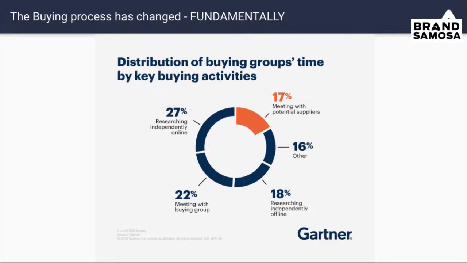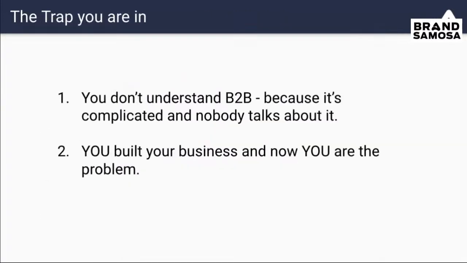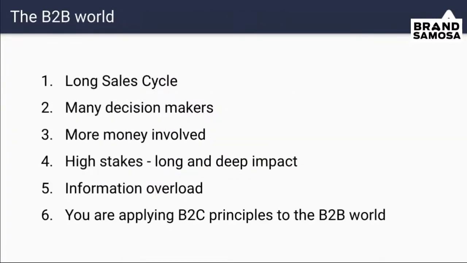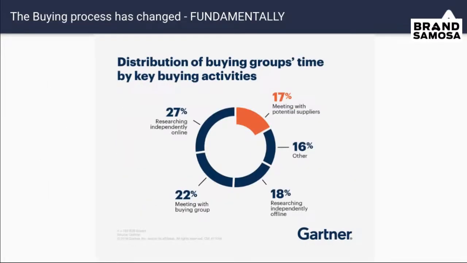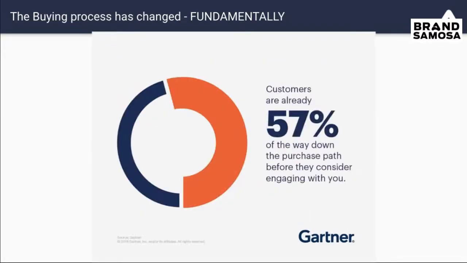The small businesses have an advantage because the buyer now can go online and search the information that they are looking for before they get in touch with the business. And that is basically a lot of weightage, because approximately 80% of the decision making is happening on their own. That also means that these customers are already 57% of the way down the purchase path before they consider engaging with you.